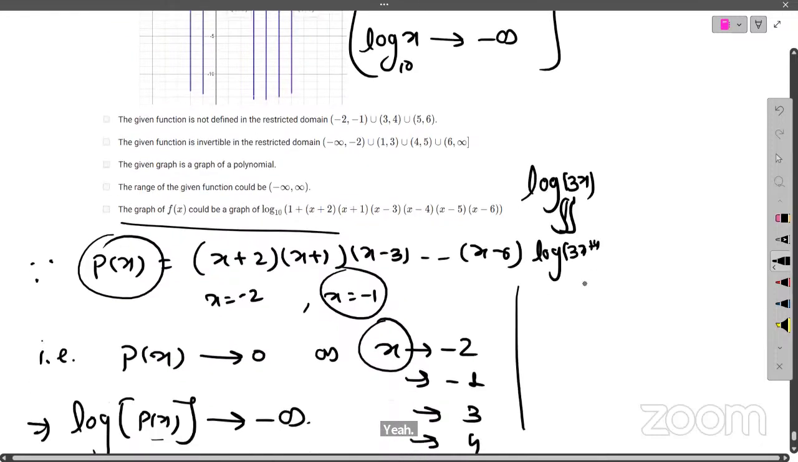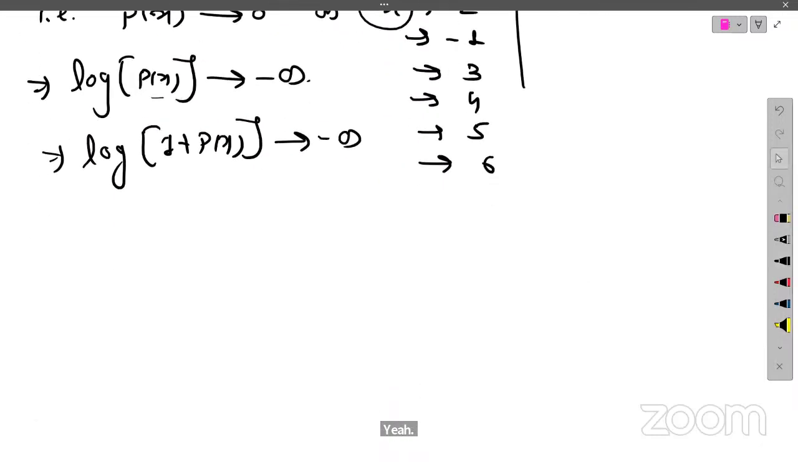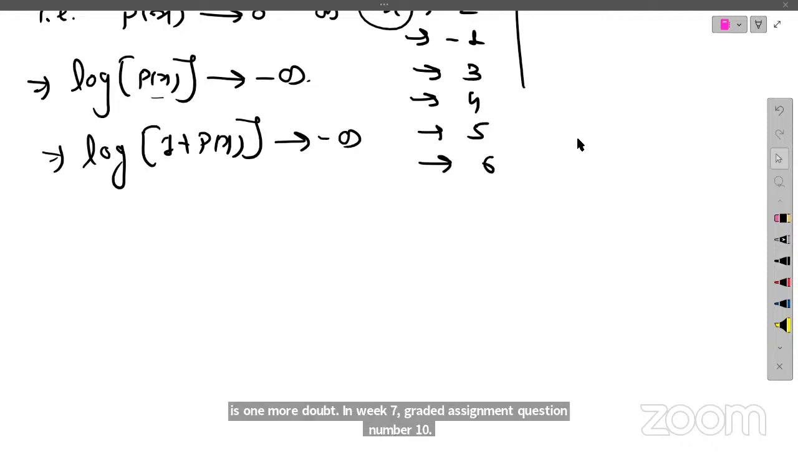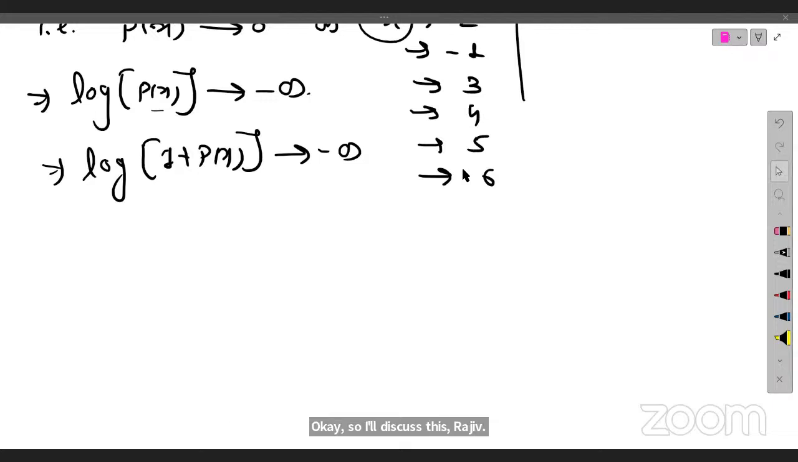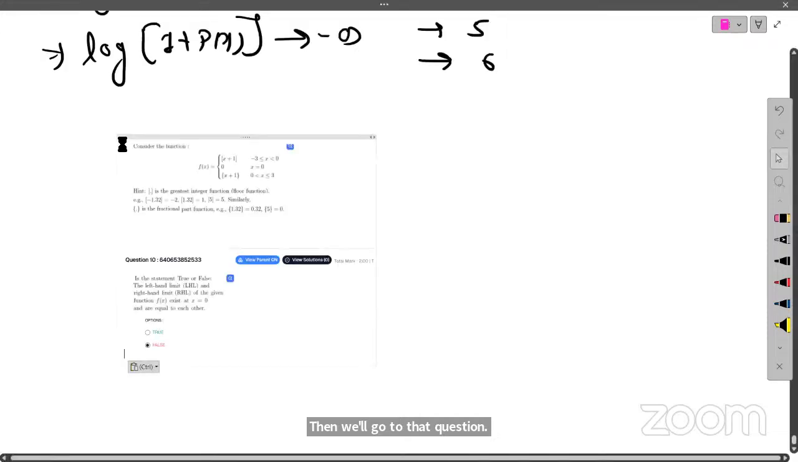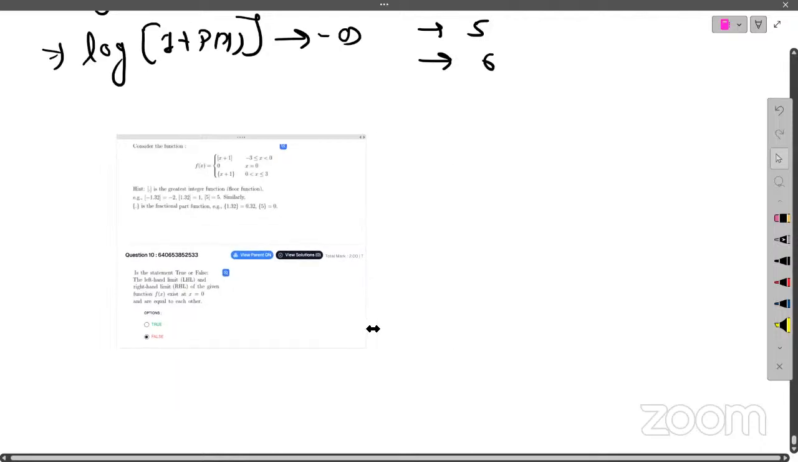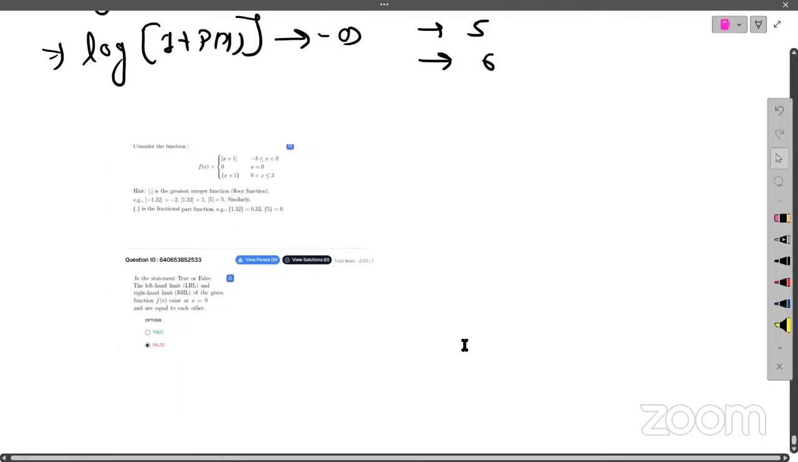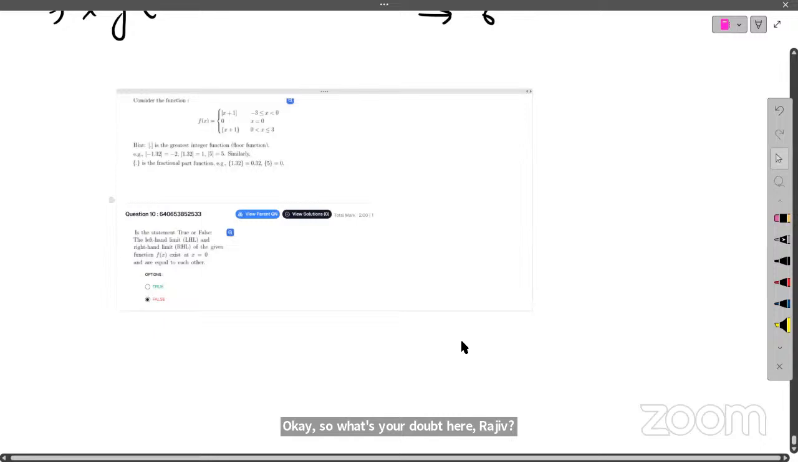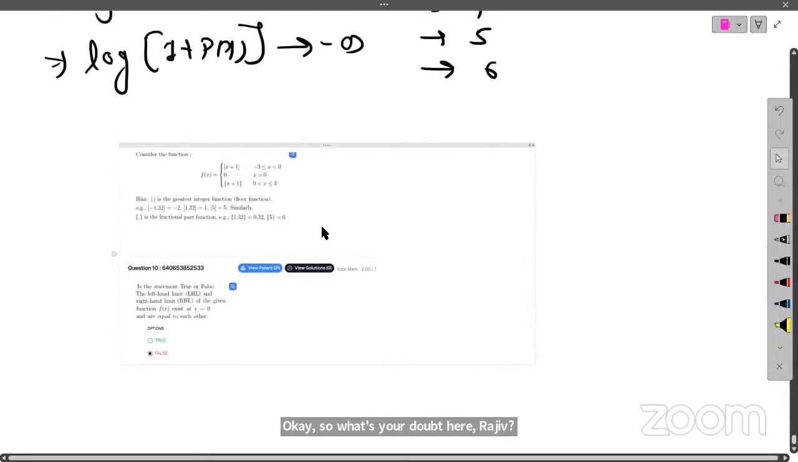In week 7, graded assignment question number 10. Okay, so I will discuss this, Rajiv's question. Copy it. Then we'll go to that question. Okay, so what's your doubt here, Rajiv? Hello?